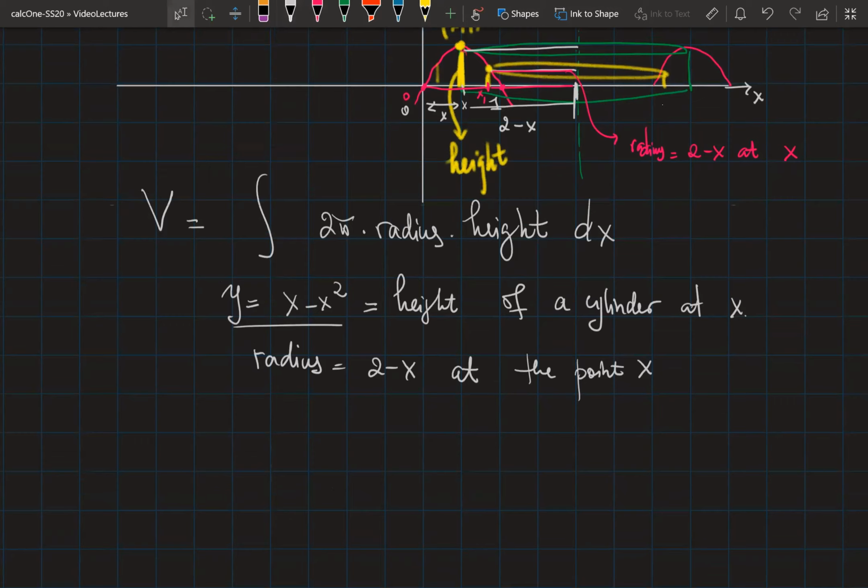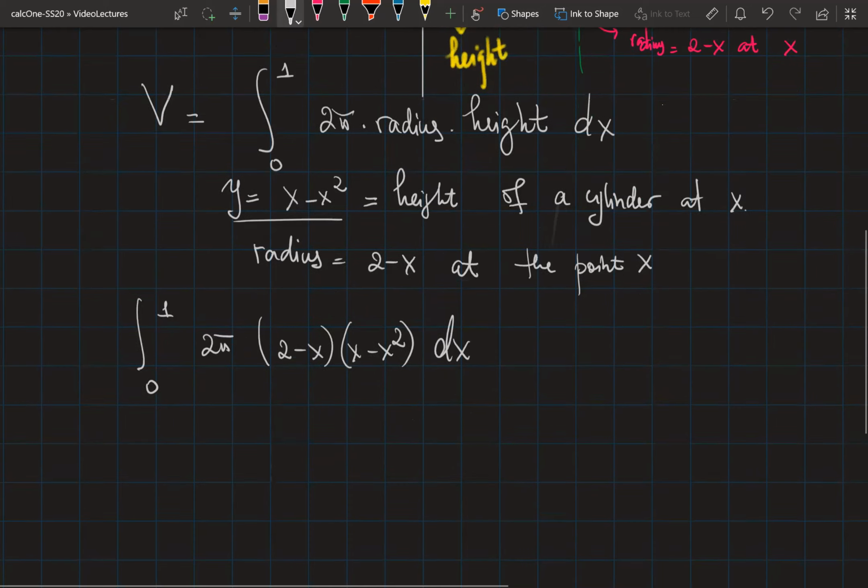So x is going to change obviously from 0 to 1, right? If x is equal to 0, the radius is going to be equal to 2. If x is equal to 1, the radius is going to be equal to 1. So let's do the integration. We have to integrate from 0 to 1, 2 pi multiplied by 2 minus x multiplied by x minus x squared, with respect to dx.